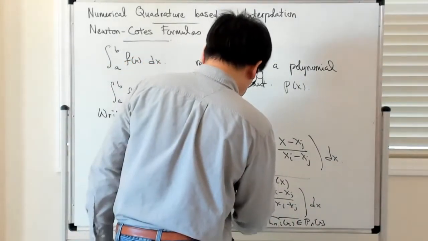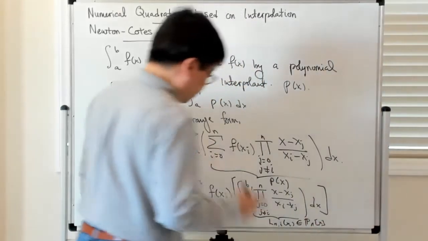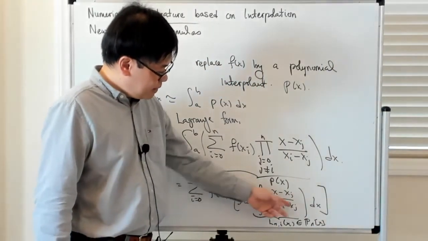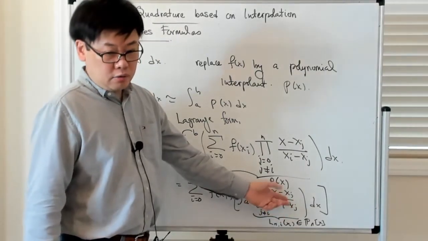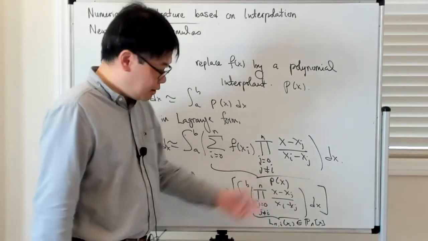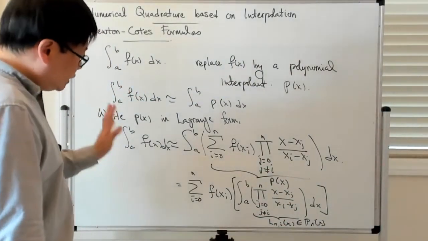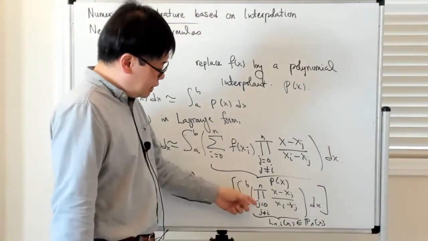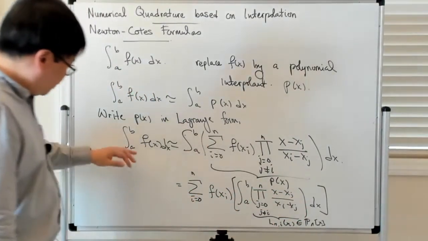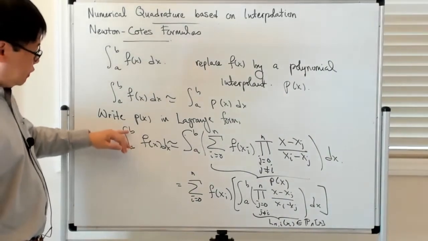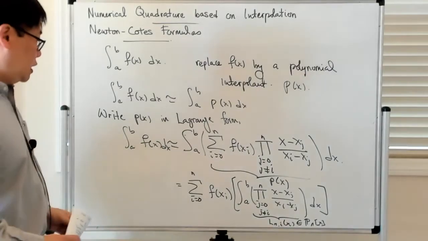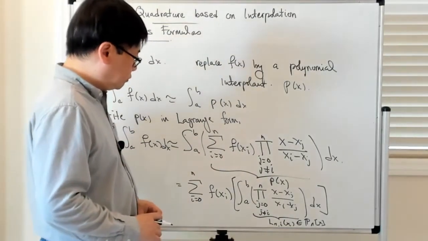This whole thing is just a number, which depends on a and b, and it depends on the quadrature points, or the interpolation points, x0 to xn. But if you fix a and b and you fix x0 to xn, then that number is fixed, and then you can use it to evaluate any integral over the interval a to b with those interpolation points.